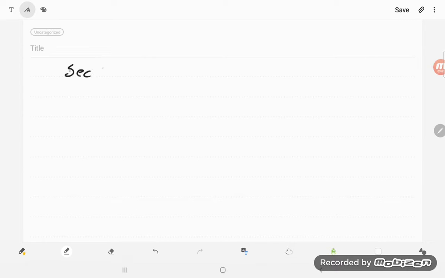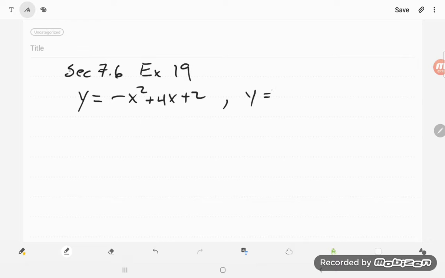Here's section 7.6, exercise 19. They'd like us to find the center of mass. We have y equals minus x squared plus 4x plus 2, and y equals x plus 2. And they'd like the center of mass defined by the intersection of those curves and so forth.